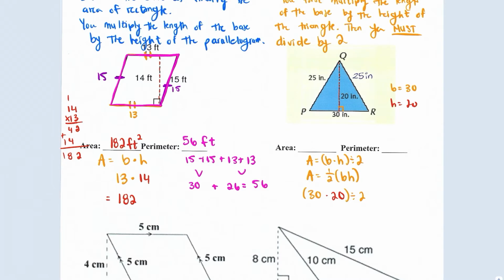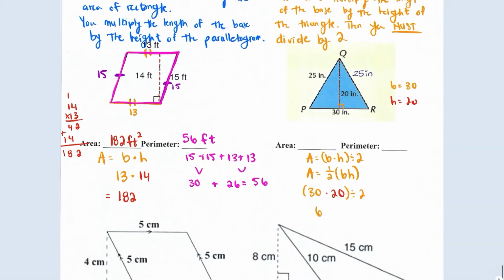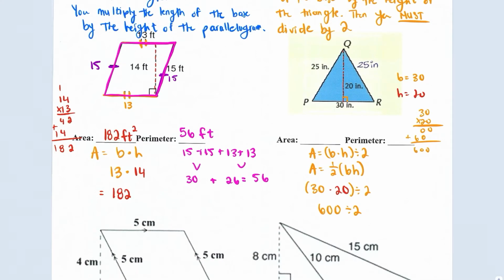So 30 times 20. Well, I know that 3 times 2 equals 6, but then there are 2 zeros, so my answer must be 600. And I'm going to divide that by 2. I can also show my work over here. 0 times 0 is 0, 0 times 3 is 0, 2 times 0 is 0, and 2 times 3 is 6. So when you add all these together, you get 600. Okay, so far so good. 600 divided by 2 does give me 300. So my answer is going to be 300, and my units are inches. So I'm going to be at square inches.